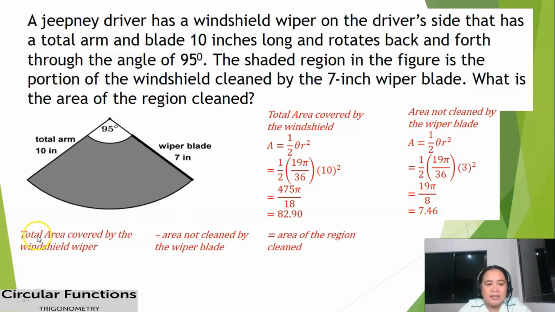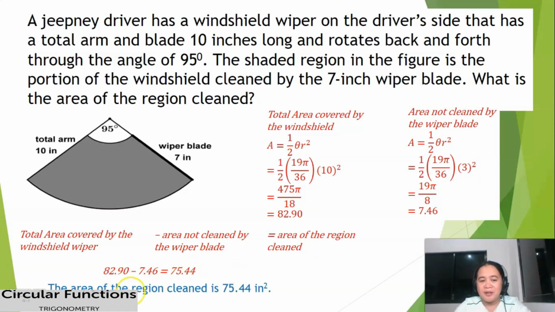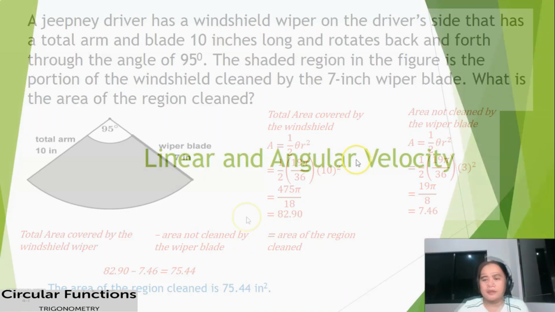Now take note, the total area covered by the windshield wiper minus the area not cleaned by the wiper blade is equal to the area of the region that is cleaned. So with that, that's 82.90 minus 7.46 would be 75.44. Therefore, the area of the region cleaned is 75.44 inches squared.